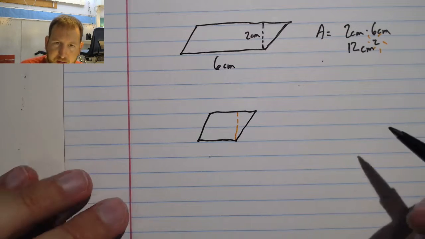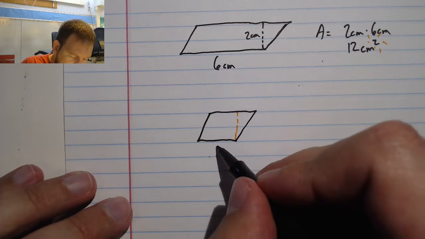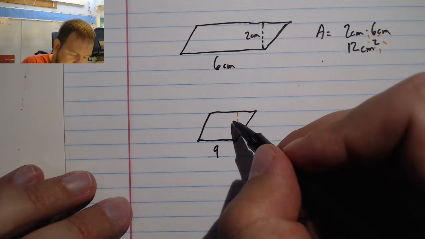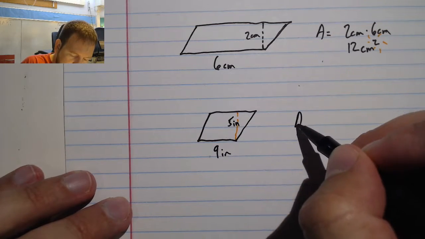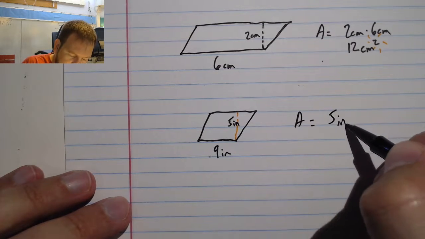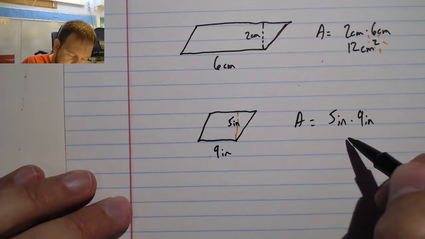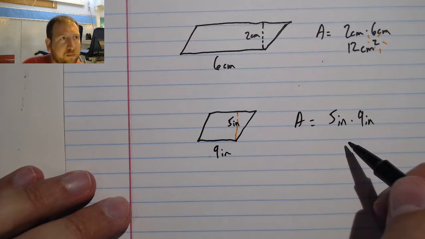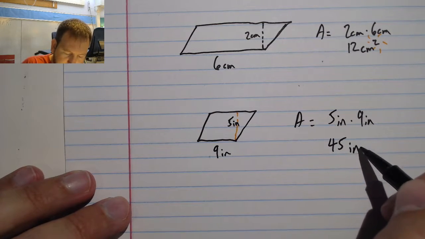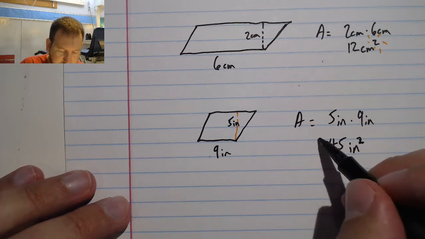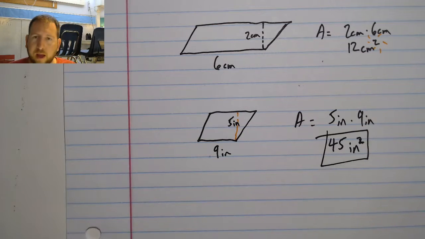My parallelogram is terrible. My base is 9 inches, and my height is 5. My area equals 5 inches times 9 inches. 5 times 9 is probably 45. Yeah, it is. Inches squared. There we go, and we're done.